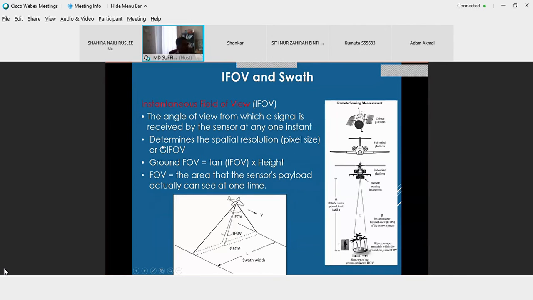And then kita ada satu lagi adalah IFOV, ataupun instantaneous field of view, the angle of view from which a signal is received by the sensor at any instant point.